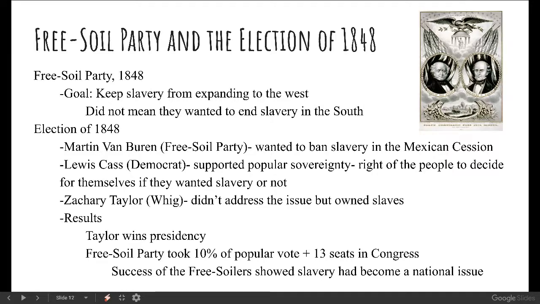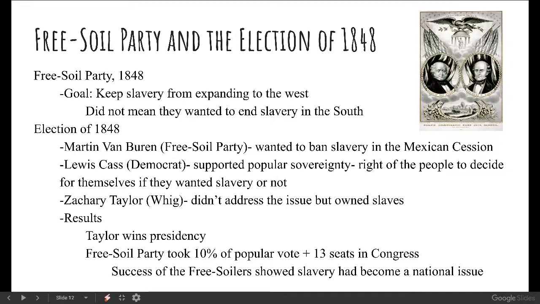So for him, it's not really about stopping slavery from being in those territories. It's more about if we have, in the case of Missouri, people in Missouri, they should be able to vote for their own state if they want to have slavery or not. It shouldn't be up to Congress to decide where slavery can and cannot be. So that's Lewis Cass's position.